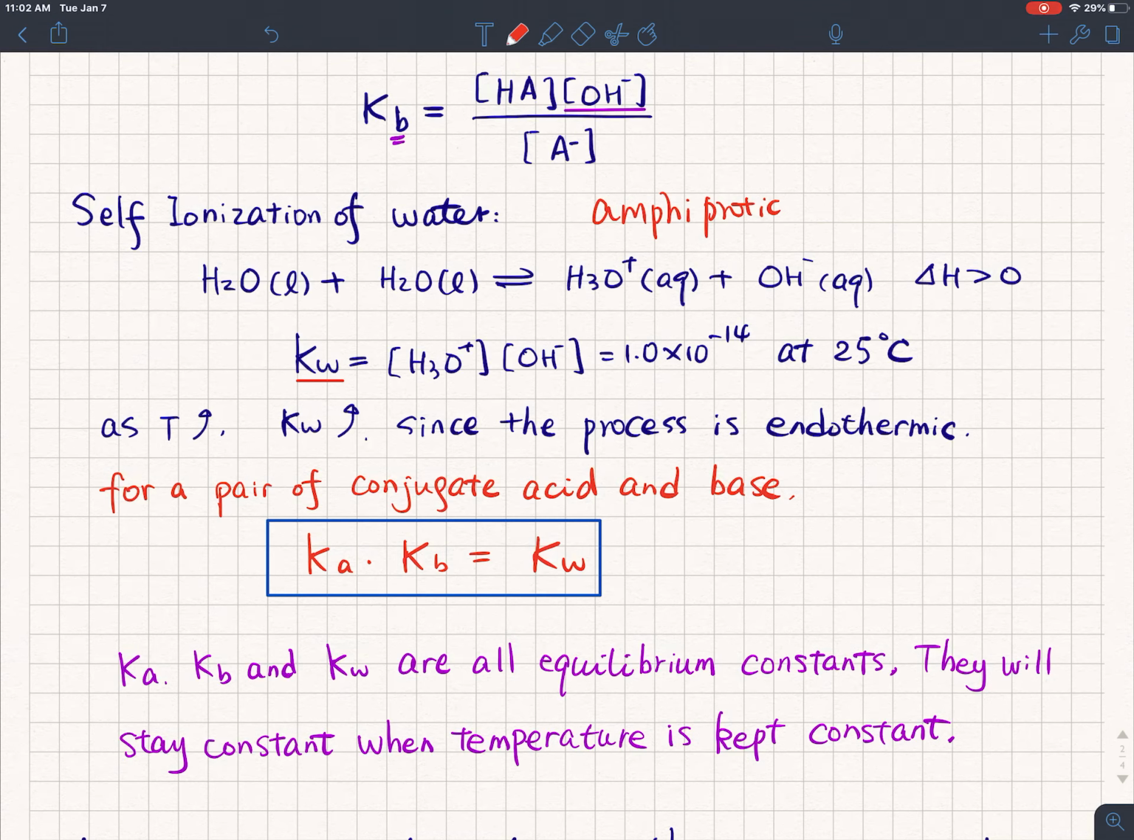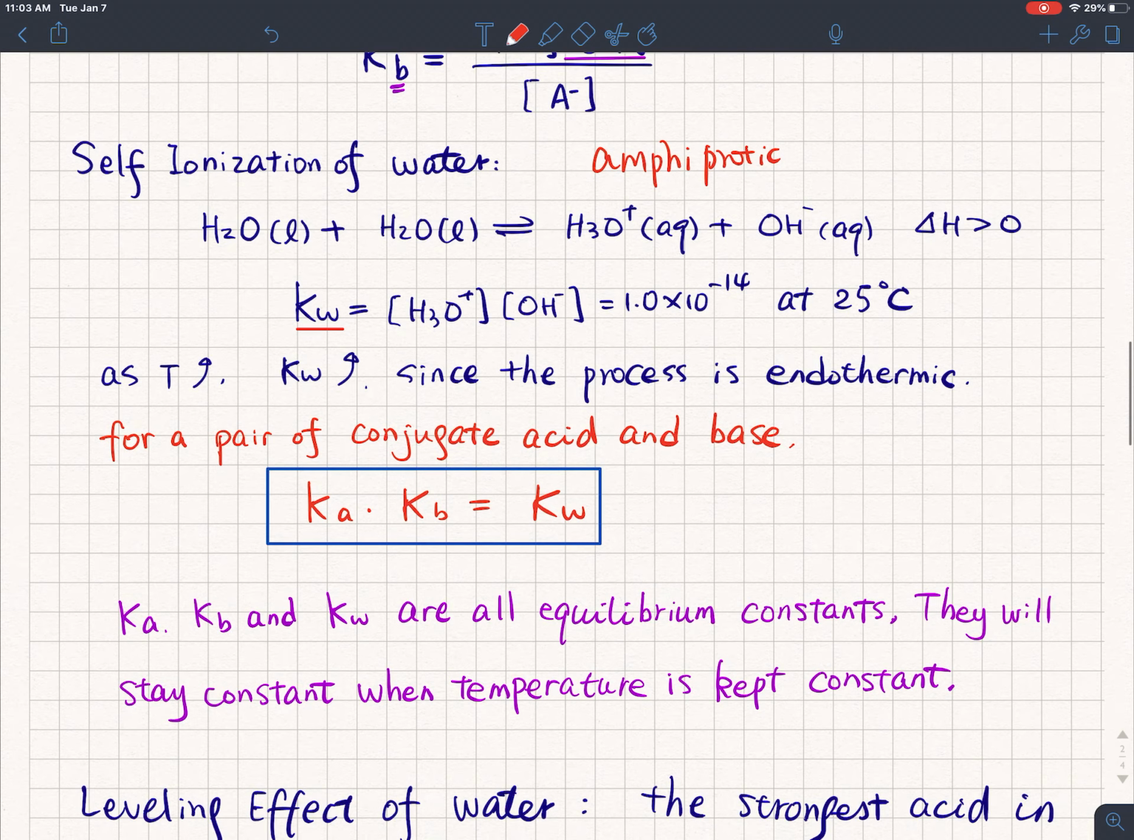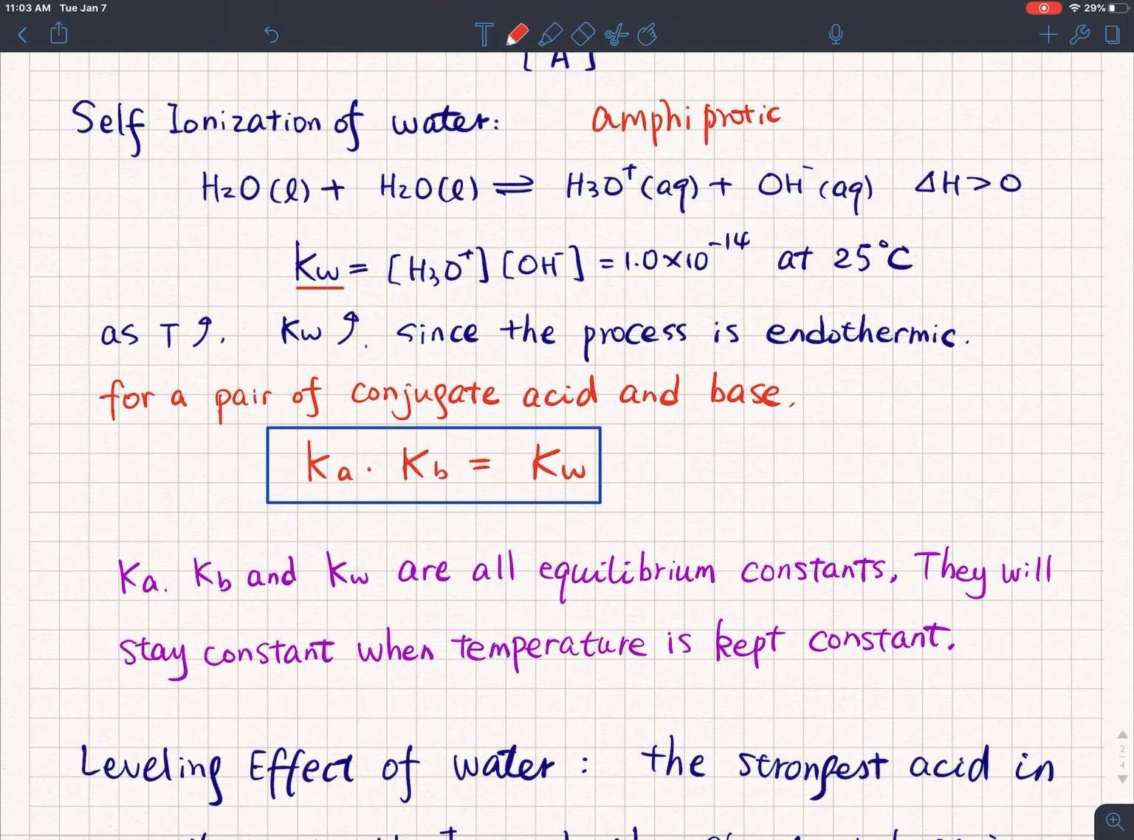At 25 degrees, Kw equals 1.0 times 10 to the power of negative 14. But something to keep in mind, Kw, Ka, and Kb are all technically equilibrium constants. Their values don't change unless there is a temperature change. When temperature changes, Ka, Kb, and Kw will change. And most of the time, since the ionization process is endothermic, when temperature increases, the K will also increase. In the case of Kw, at 25 degrees, Kw is 1 times 10 to the power of negative 14, but as temperature increases, Kw will increase.